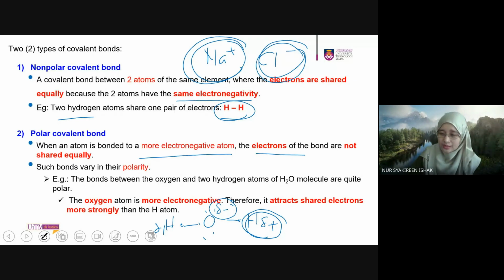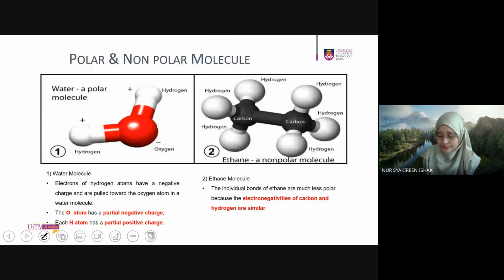The dissolving of this salt we are going to look at later, and we are going to come across the term hydration shell. So nanti kita tengok kejap lagi. Nanti, okay.